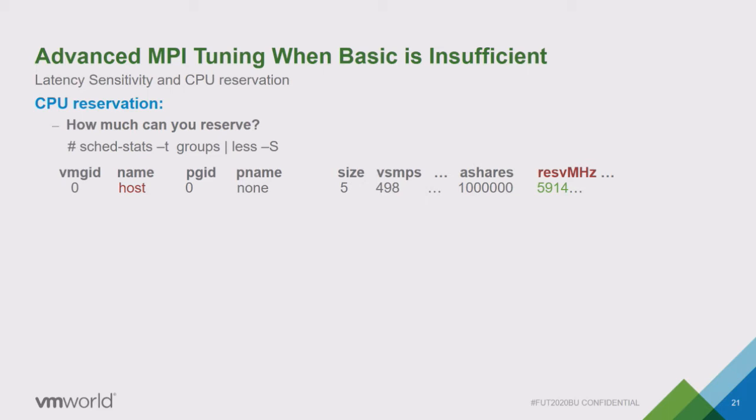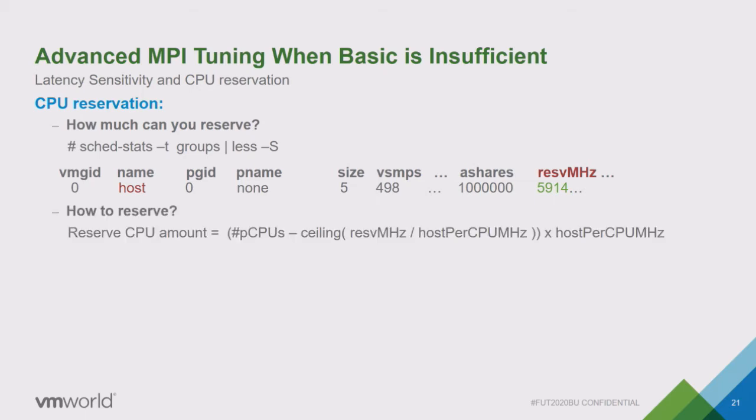So here, it looks like this. And what you see on the right-hand side are the number of megahertz reserved by ESX, essentially. Okay, so let me work through this. How do you calculate that? Basically, the reserved CPU amount is the number of PCPUs in your box minus the reserve memory divided by the host, the number of megahertz you have in your processor, and then multiplied by the megahertz of the processor.